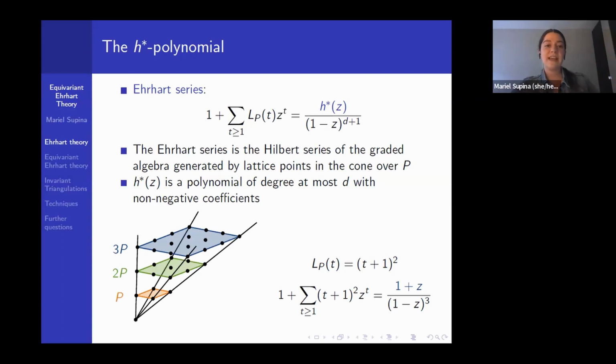And we can also think of this Ehrhart series by taking our polytope and raising it to height 1 in a space of dimension 1 higher, as I've done in this picture on my slide. And then we take the cone over the polytope. And if we slice that cone at the positive integer heights, then we get the different dilates of the polytope. And so we can think of this Ehrhart series as the Hilbert series of the graded algebra generated by the lattice points in this cone.